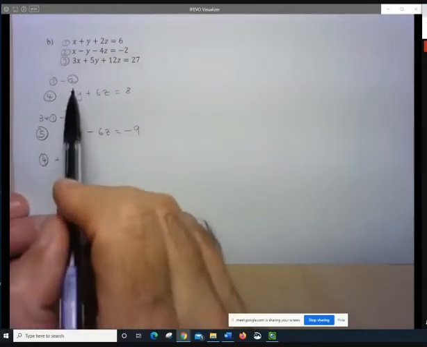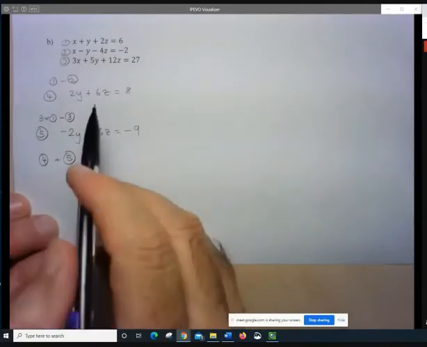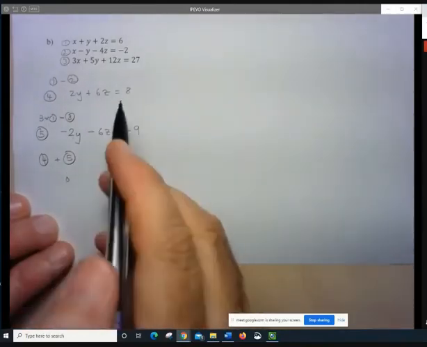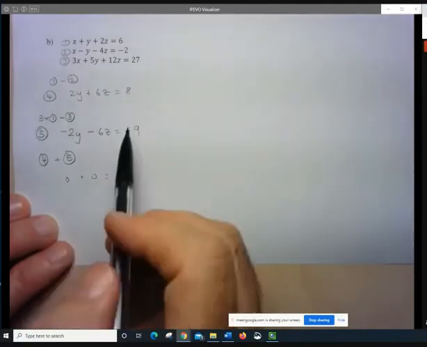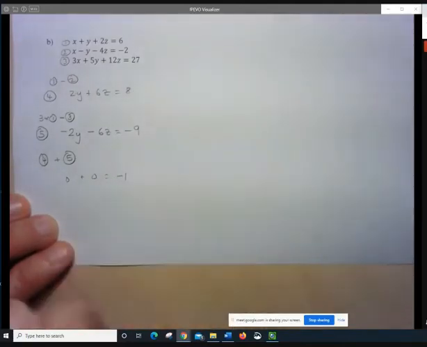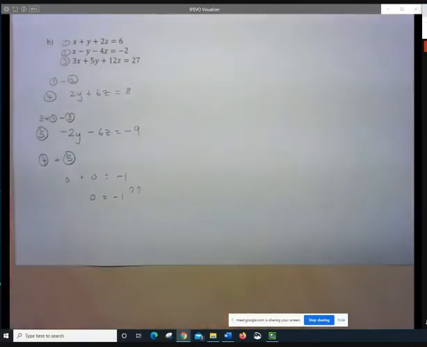So 2y minus 2y, 0y. Here what do we have? 6z minus 6z plus 0. 8 minus 9, negative 1. What's up with that? Well, let's see what this is telling us.